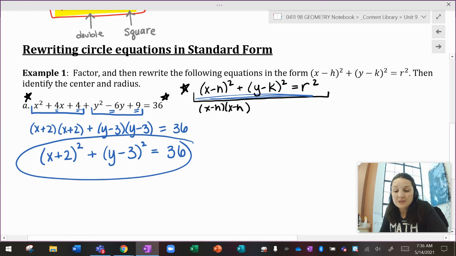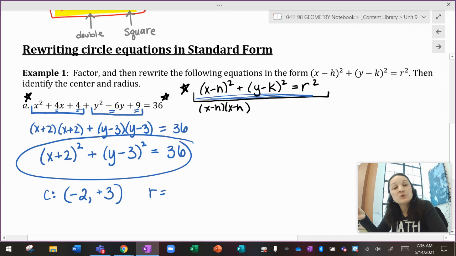Once I get a circle equation, it's nice to know the center and the radius. So for your center, you switch the signs. So x plus 2 means my center has a negative 2 for an x coordinate. Y minus 3 means that positive 3 is the y coordinate. And 36 is r squared. So my radius is the square root of 36, which is 6.